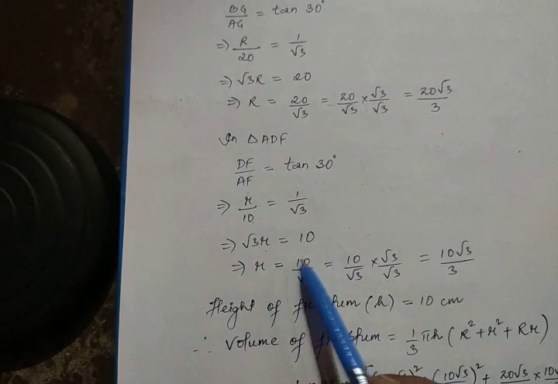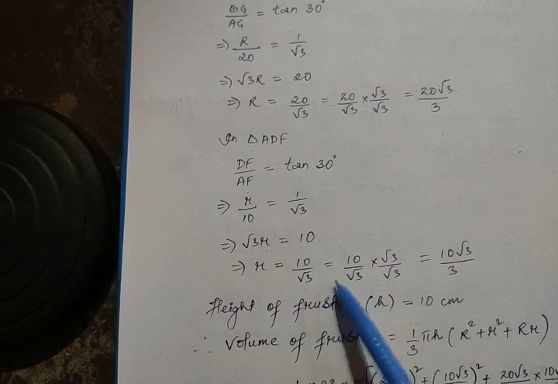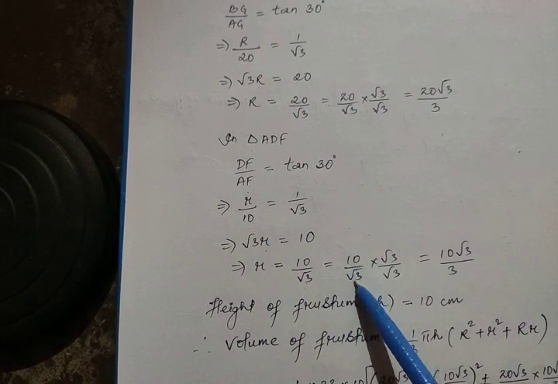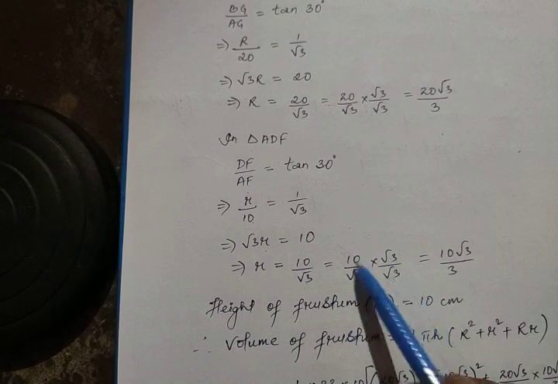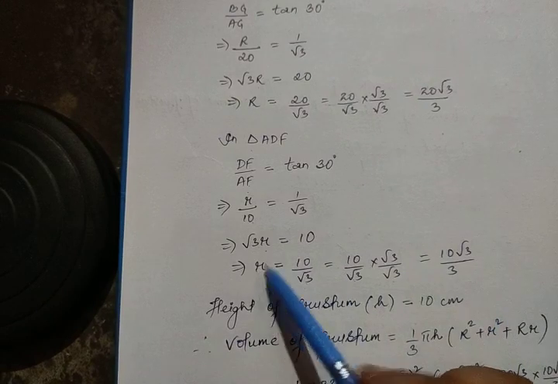So we got r equal to 10, and this root 3 is multiplied here. You take it to the other side, it will be divided. After that you rationalize. So 10 by root 3. That means you have to multiply and divide by the denominator, root 3 by root 3. So you'll get 10 root 3 by 3, because root 3 into root 3 is 3. So you got small r and capital R.